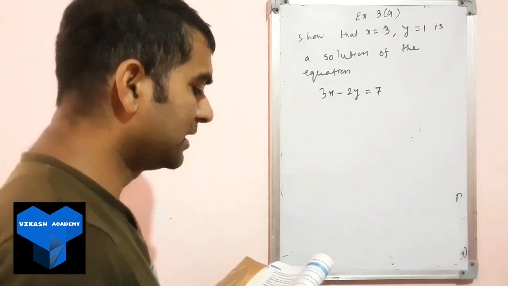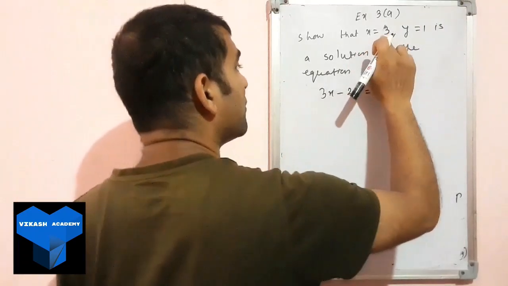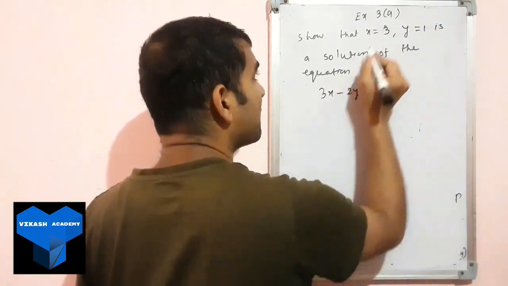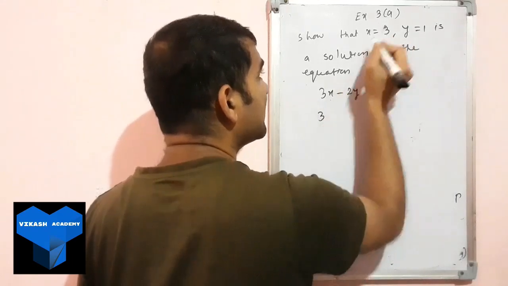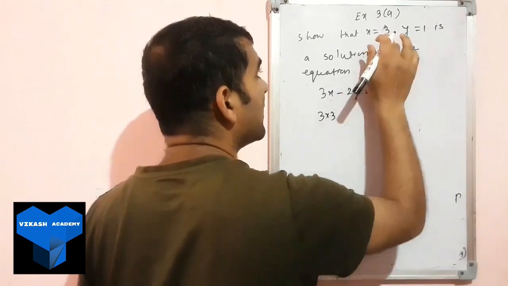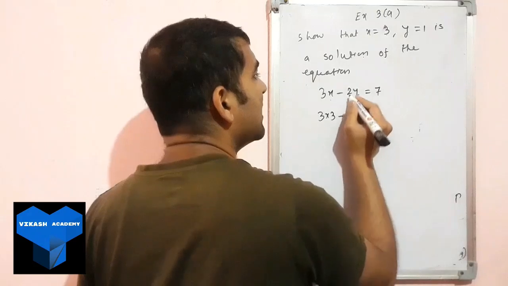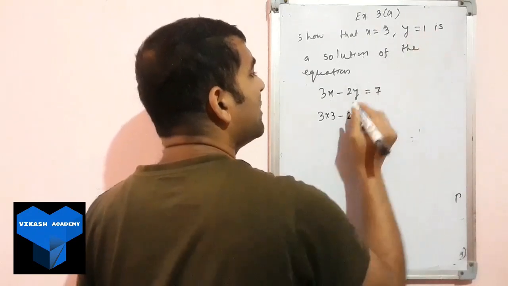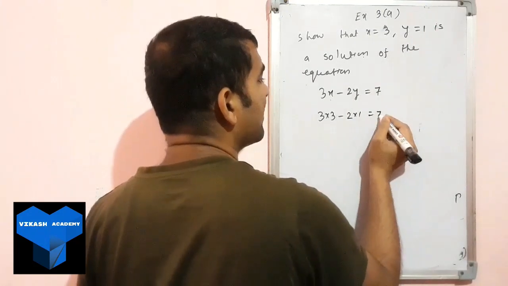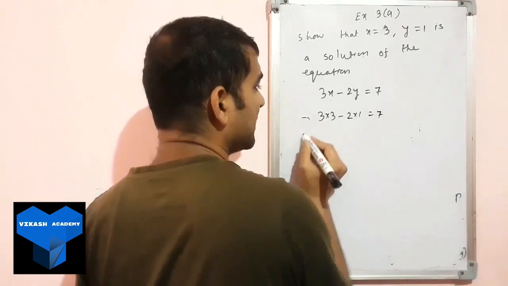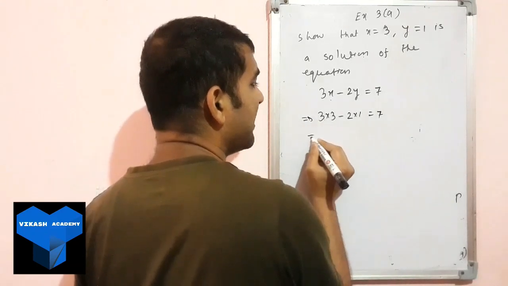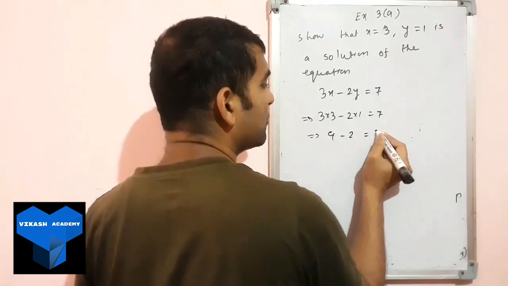You will put this value in place of x. What will we write? We will write 3 into 3, because the value of x is 3, minus 2 into y, which is 1, equal to 7. Now solve it. So how much? 3 threes are 9, minus 2 equal to 7.